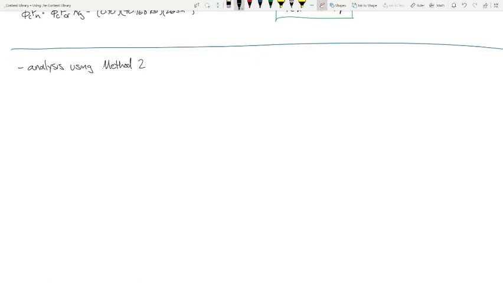Let's erase all that. Okay, analysis using method 2. Now remember, the shape that we are using is a W14x90. Is that the shape we were using?